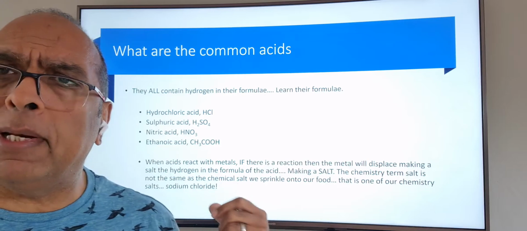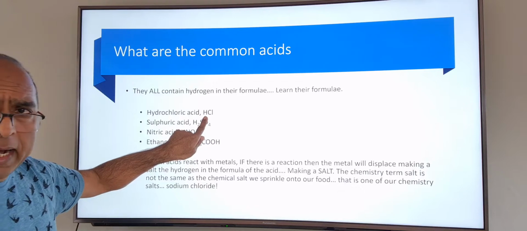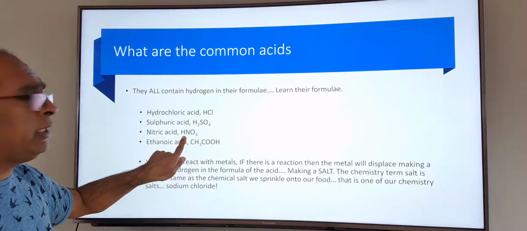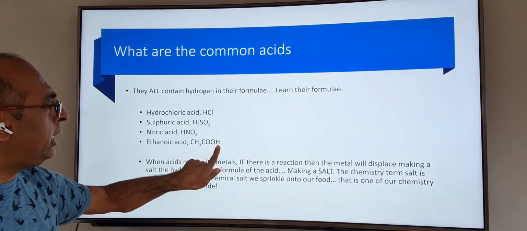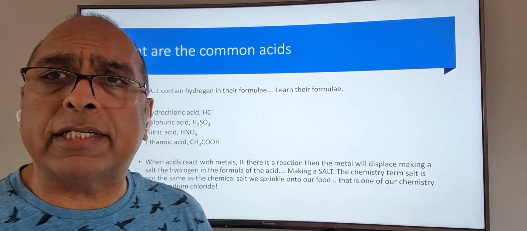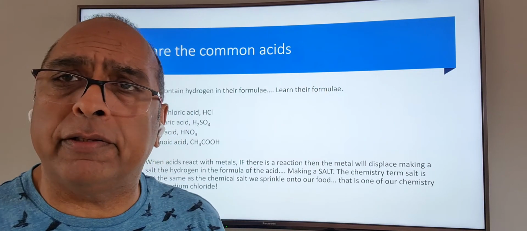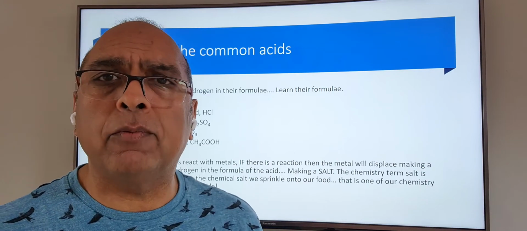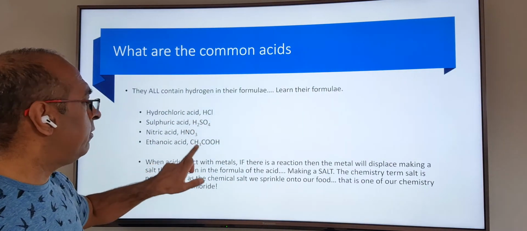So if we look at the formula of these, then HCl is hydrochloric acid, H2SO4 is sulfuric acid, HNO3 is nitric acid, and HCH3COO is ethanoic acid. I'm trying to point out to you that all of the acids contain hydrogen. I mean, it's a fact. There can't be acids if they don't have hydrogen in them. Later, we'll deal with a topic on acids and we'll explain why. But for now, just know that acids have got hydrogen in them.